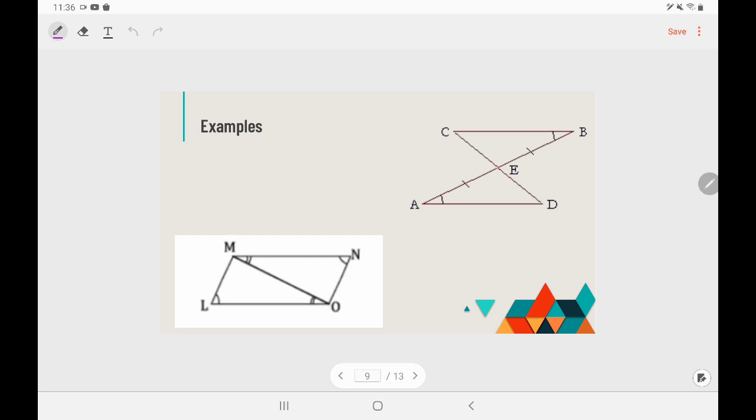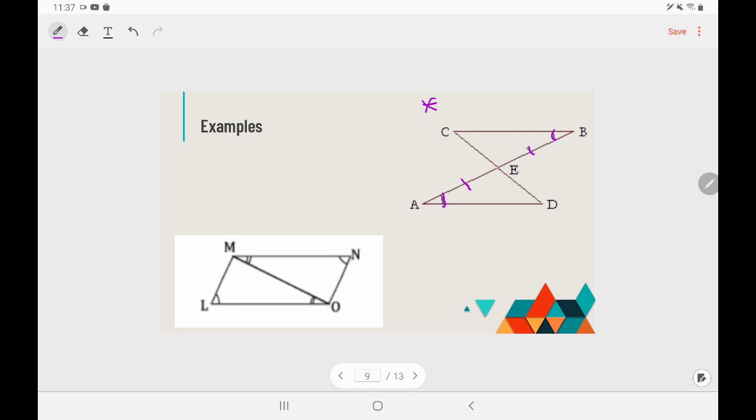All right, let's look at some examples and see if we can determine from just a picture how I could prove that these triangles are congruent using my new types of shortcuts. So let's start with this diagram up here. Notice the information that they have marked is an angle and a side. Angle A is congruent to angle B, and segment AE is congruent to segment BE. So that is the information that they gave me.